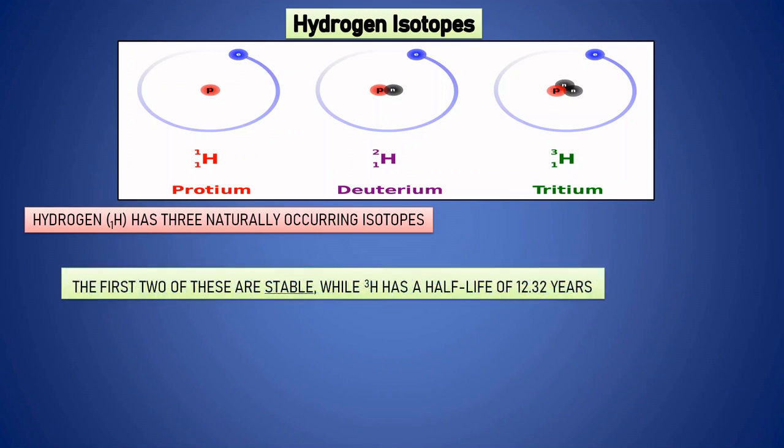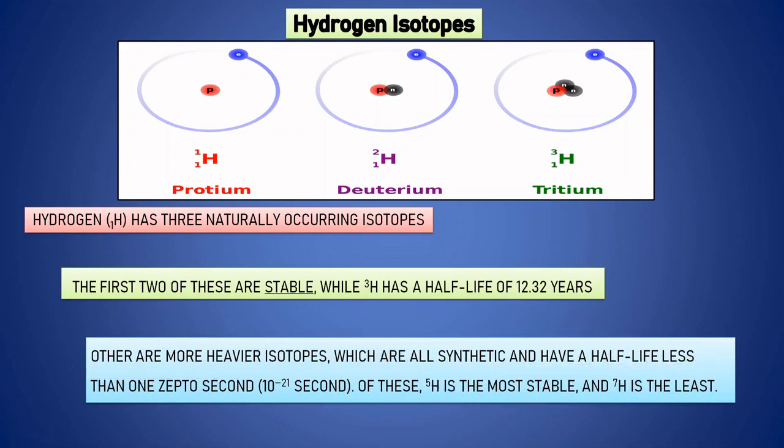Hydrogen has 3 naturally occurring isotopes as shown above. The first 2 of these are stable isotopes. That means protium and deuterium are stable isotopes and they don't possess any radioactivity. Whereas tritium, that is 1H3, has a half-life of 12.32 years. That means tritium exhibits radioactivity.